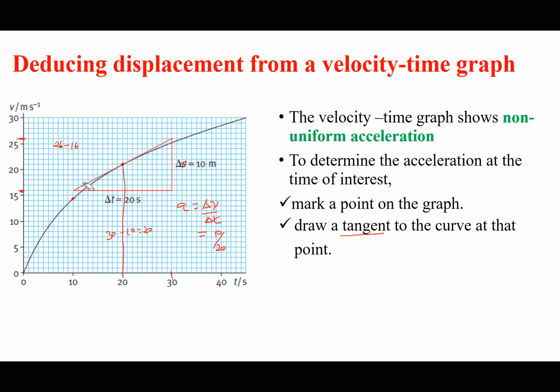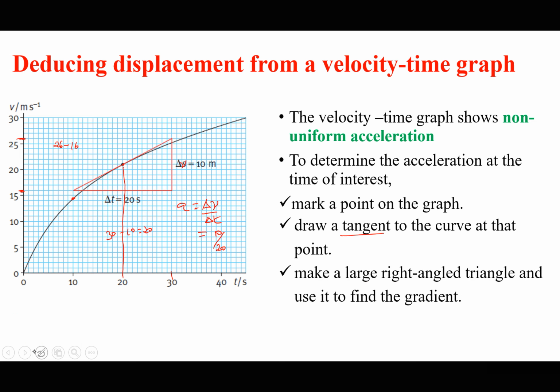Then of course you draw a right angled triangle and use it to find the gradient. So make a large right angled triangle and use it to find the gradient. That's exactly what I've just done here. And in this case, the gradient is going to be 0.5 meters per second squared, which will be the acceleration. So in case you want to find the acceleration at any point, remember to draw a tangent at that point.